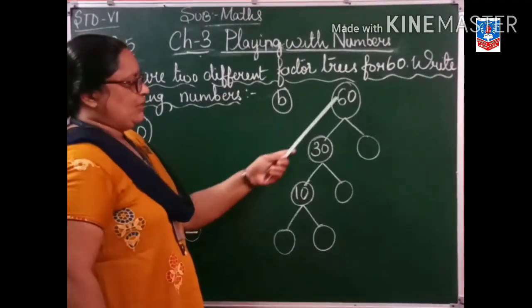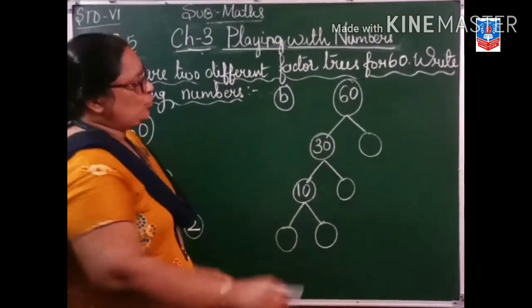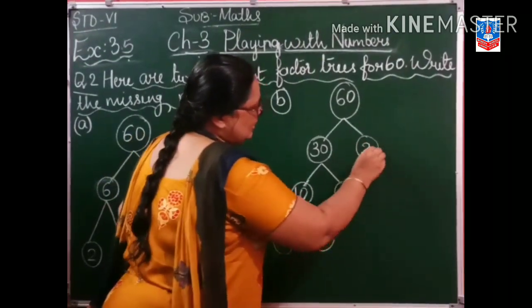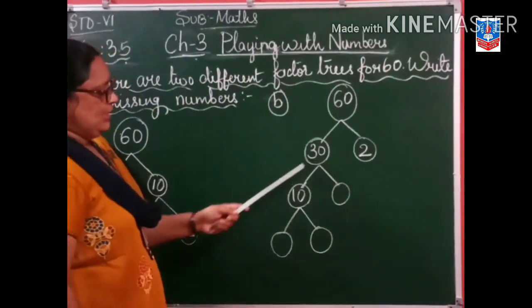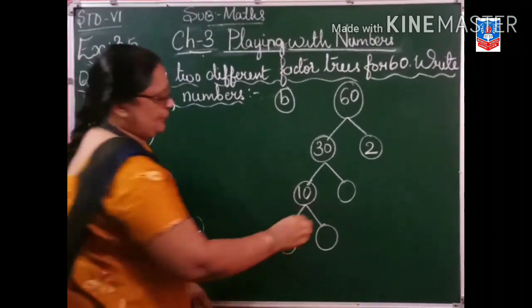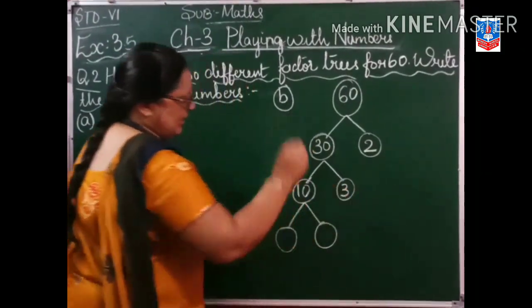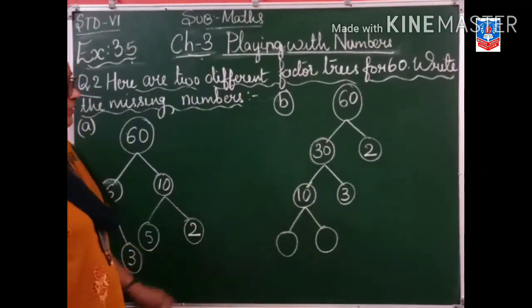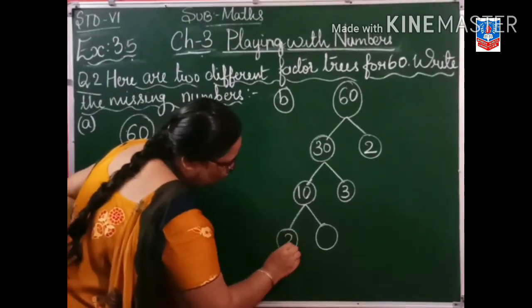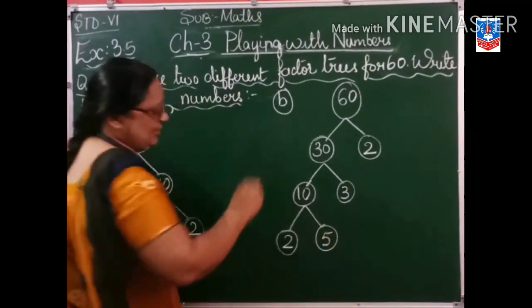Now next, 60. The factors of 60 are 30 and 2; 30 times 2 is 60. Now 30 is 10 into 3. Again 10: what is the factor of 10? 2 and 5.